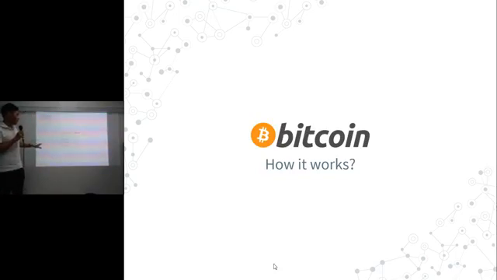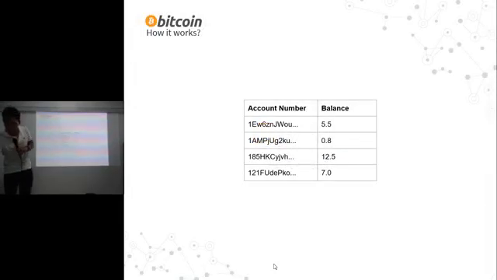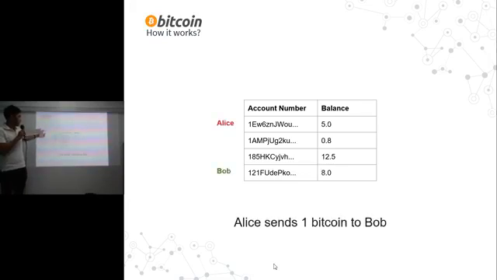In essence, Bitcoin doesn't have a physical representation. There is no physical gold, there is no paper money. All you have is just a ledger with an account number and a corresponding balance. Say, for instance, we assume the first row is Alice's balance, and the one at the bottom is Bob. If Alice were to send 1 Bitcoin to Bob, what will happen is the ledger will get updated. We'll debit her account and credit Bob's account.